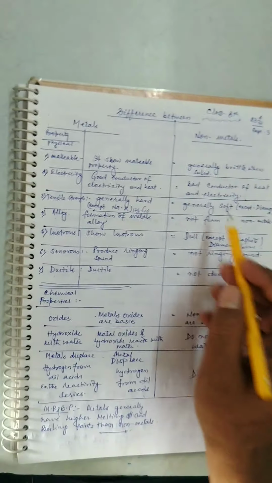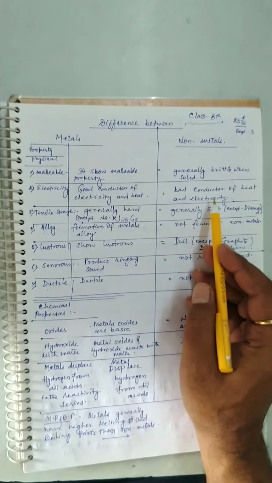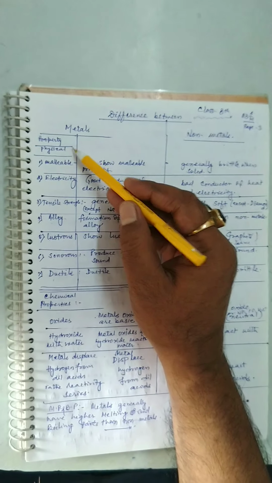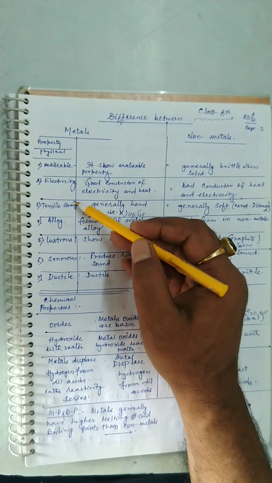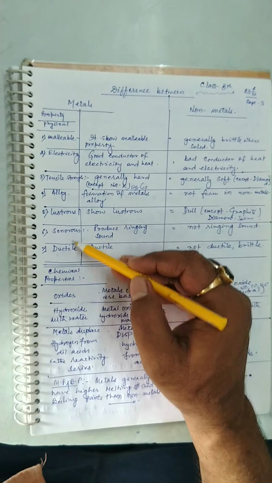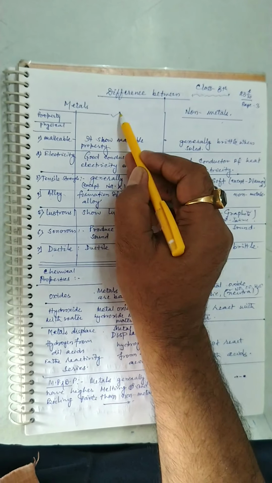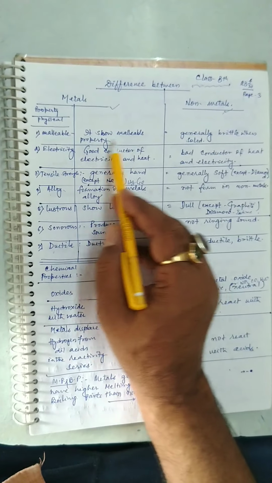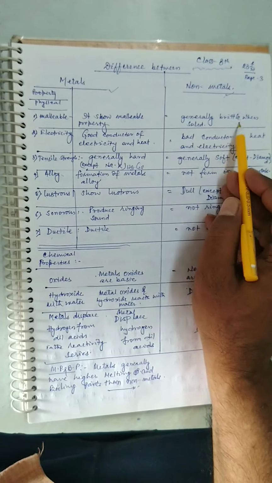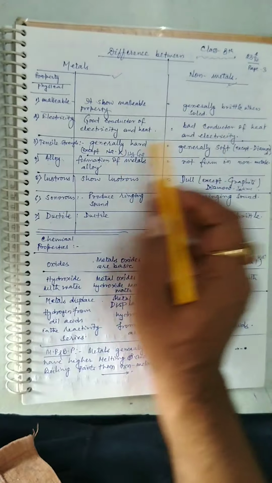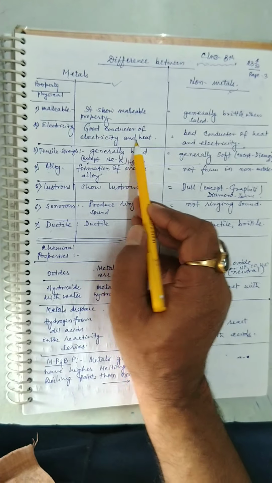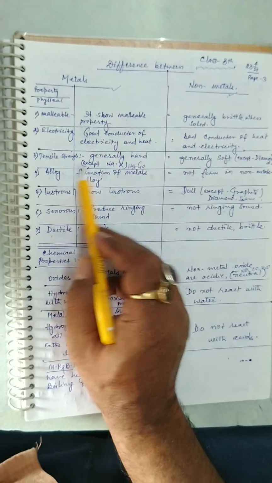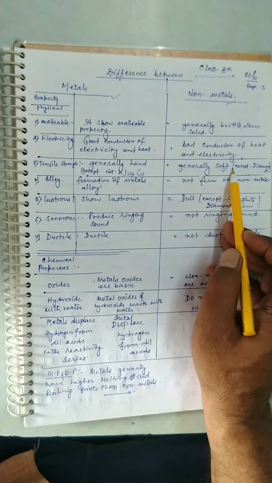Now, the difference between metals and non-metals on the basis of physical property. Write down on the left side malleability, electricity, tensile strength, alloy, luster, sonorous, ductile. Write here metals and here non-metals. Metals show malleability; non-metals do not, they are brittle in nature. Metals are good conductors of electricity; non-metals are bad conductors. Metals are generally hard; non-metals are generally soft.